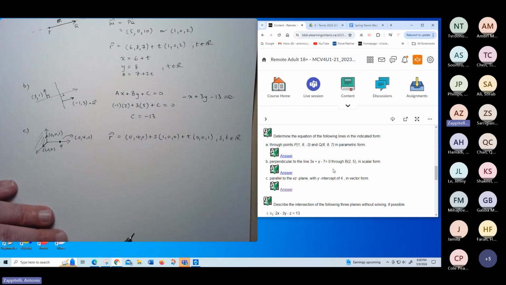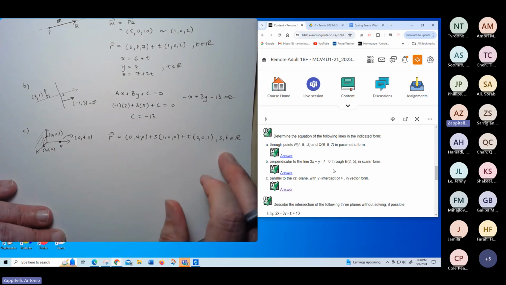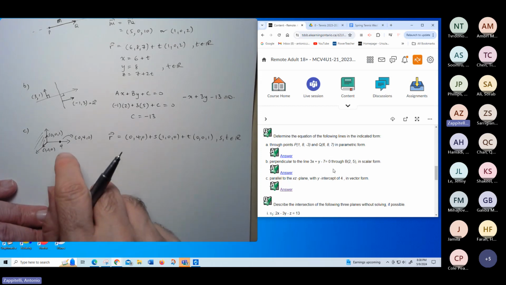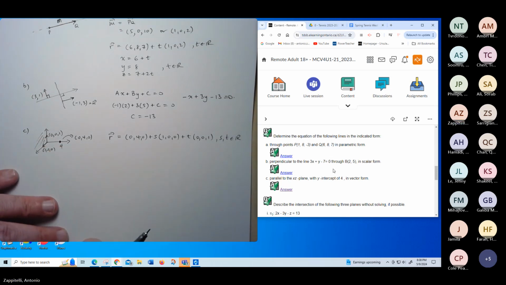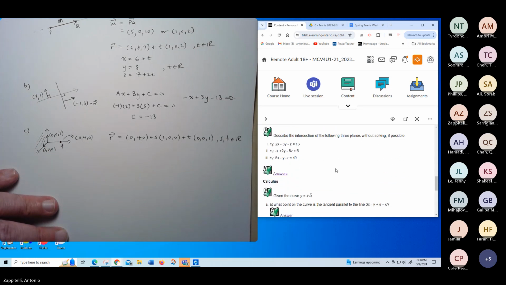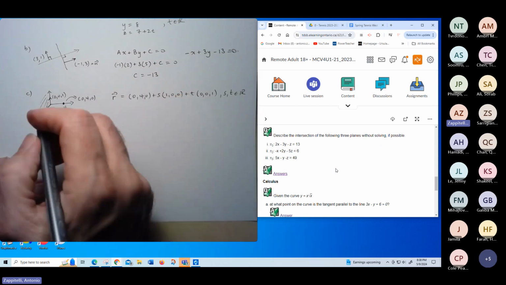Okay, so it's about remembering how we can create vector equations of planes. You need two direction vectors and one point on the plane. Okay, so let's look at the next one here. Any questions on these here, or can I move on?